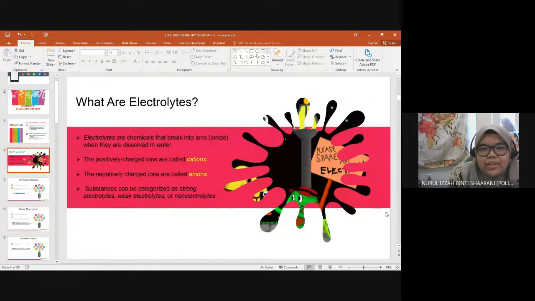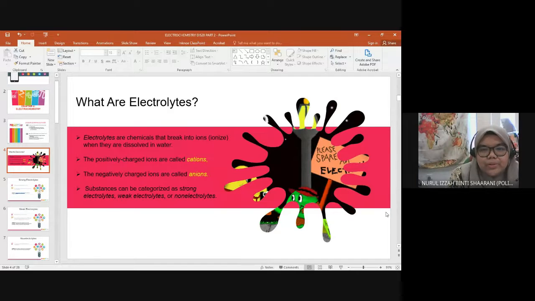So first of all, what are electrolytes? Electrolytes are chemicals that break into ions, ionized when they are dissolved in water or in aqueous solution. The positively charged ions are called cations, and the negatively charged ions are called anions. Positively charged elements, for example Cu2+, Mg2+, are cations. And negatively charged ions, for example nitrate ion, NO3-, are called anions. So the substance can be categorized as strong, weak and also non-electrolyte.